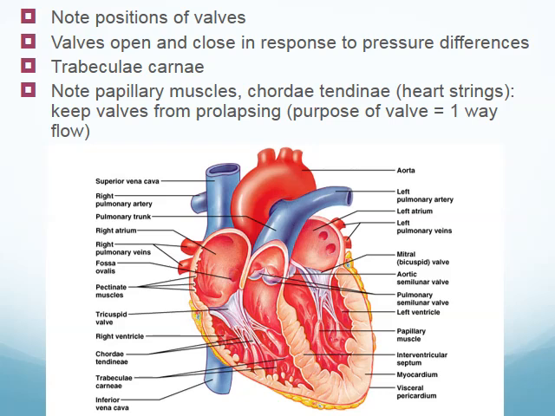Once we get into the right ventricle here, we have the pulmonary semilunar valve, which is separating this right ventricle from the pulmonary arteries. Between the left atrium and left ventricle, we have the mitral valve. And then you can't really see it here, but right behind here, you have the aortic semilunar valve that separates this big left ventricle from the aorta.